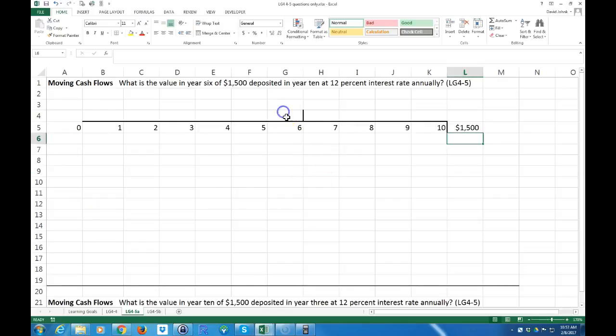And we want to know this. And this is actually a present value in our case, even though it's 6 years in the future. We want to know what this present value is. And we know the rate is 12%. Okay, so this is what we're given.